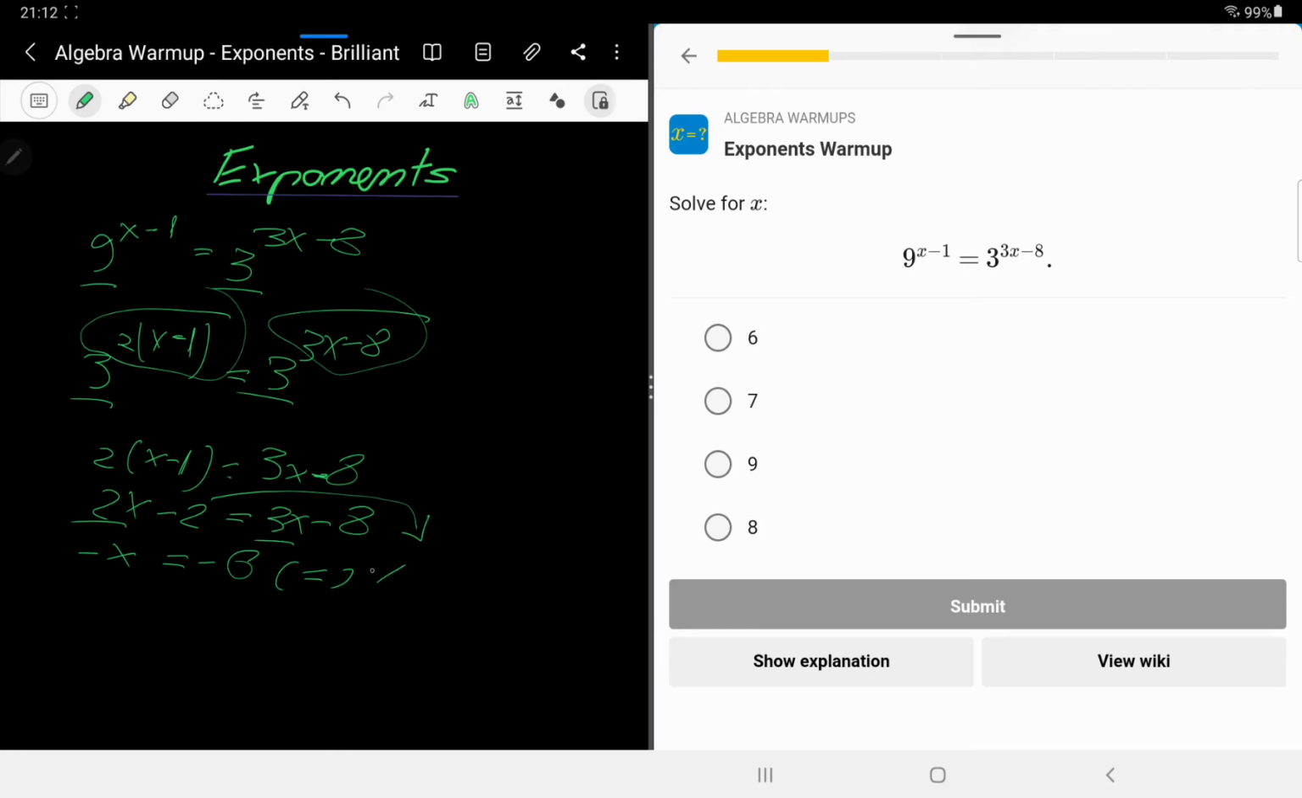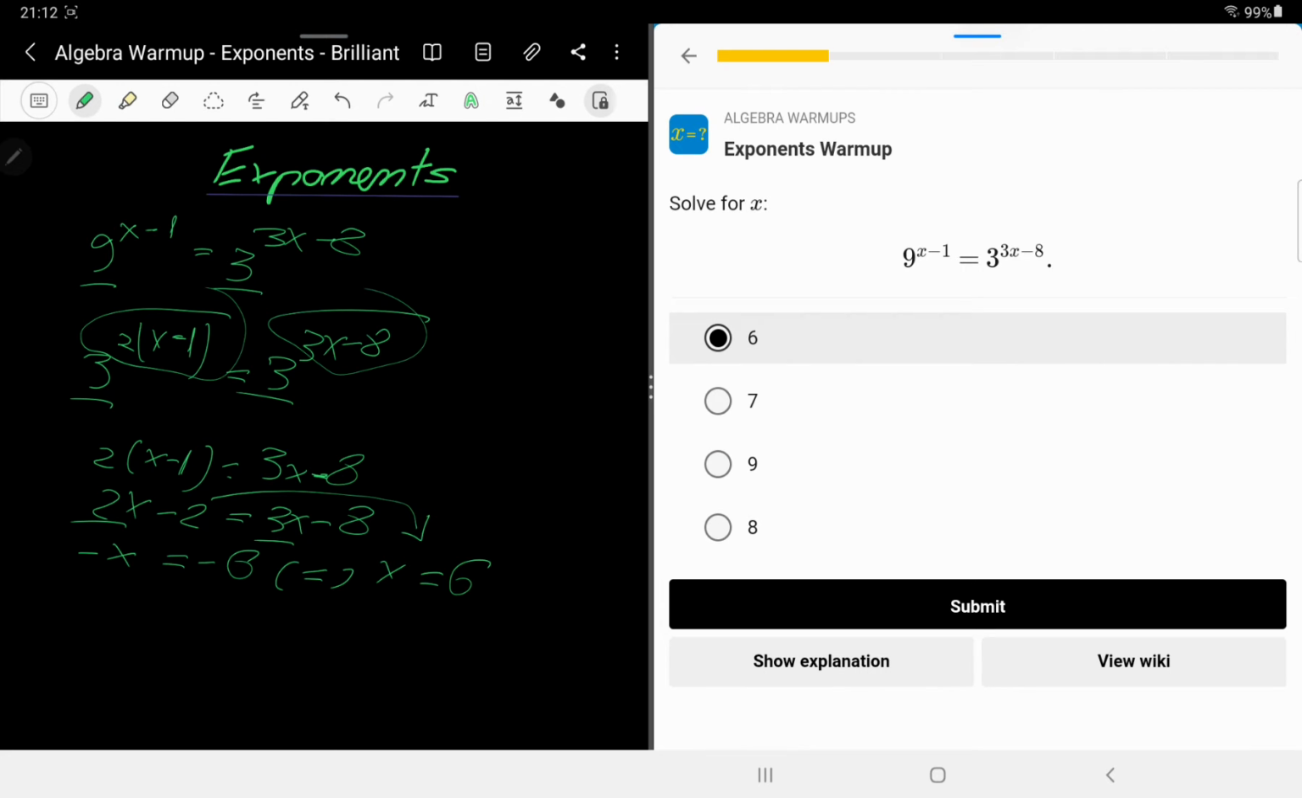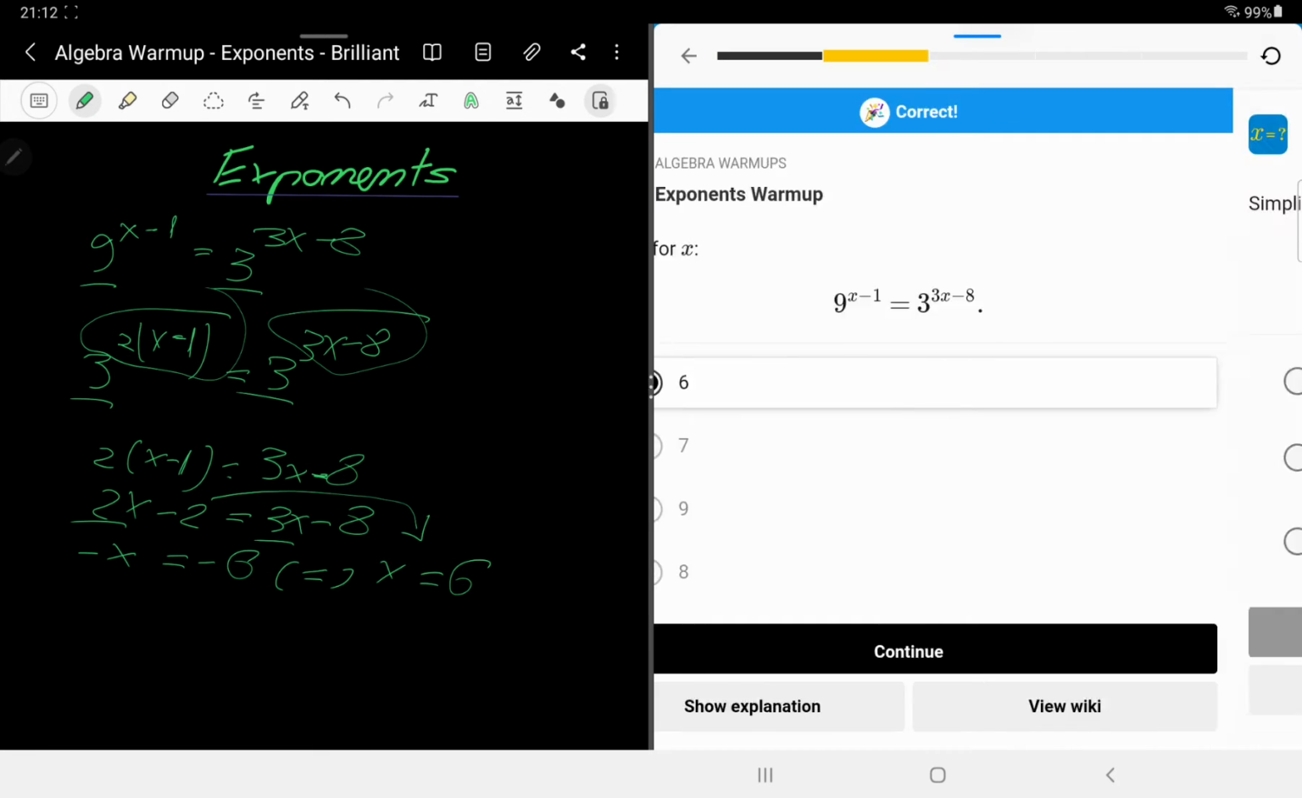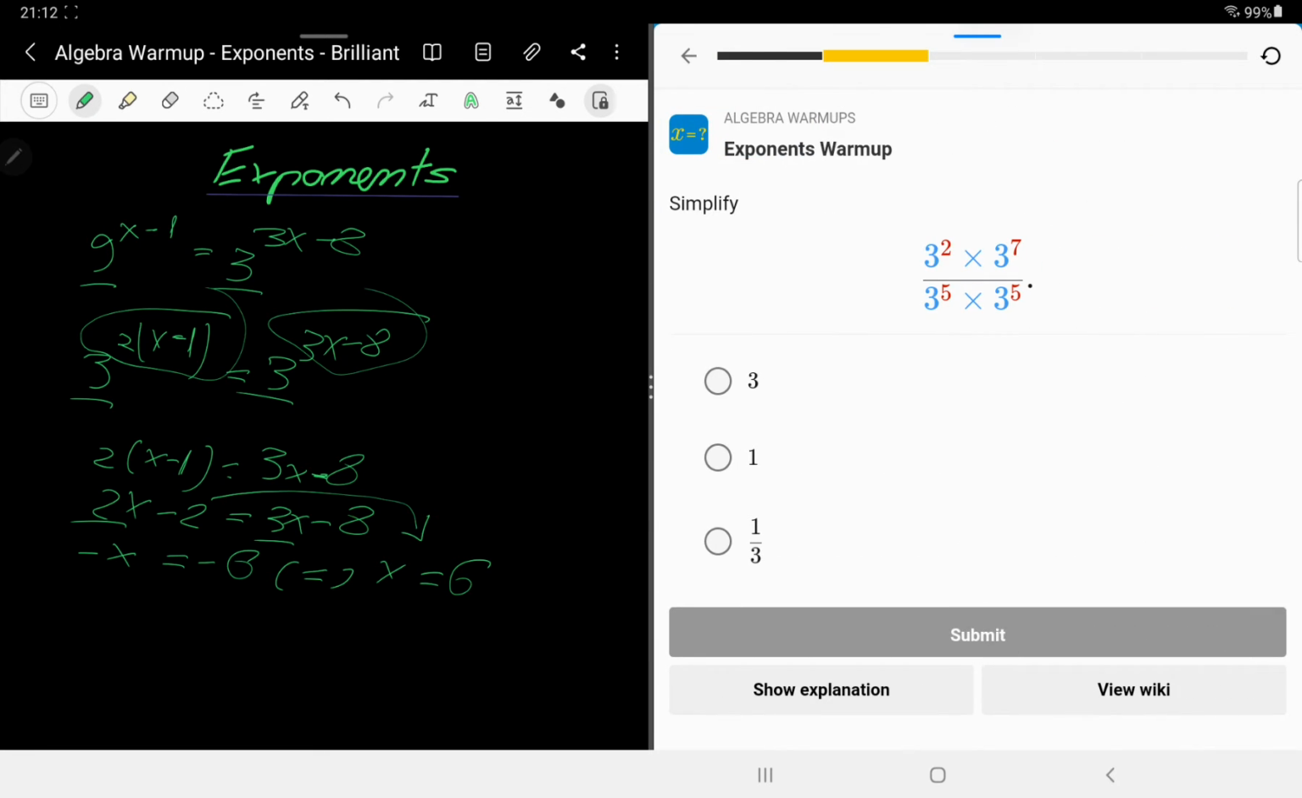Therefore, x equals 6. So solve for x, and in this case we had x being 6. And that is correct. All right, let's continue.